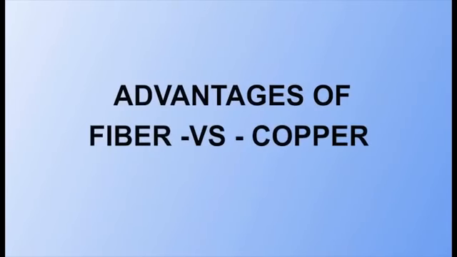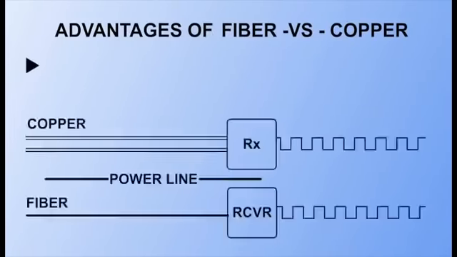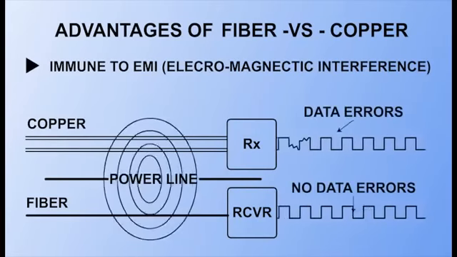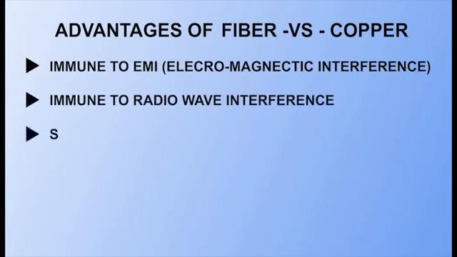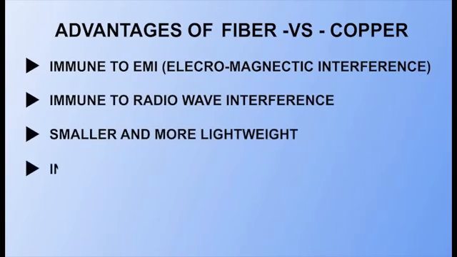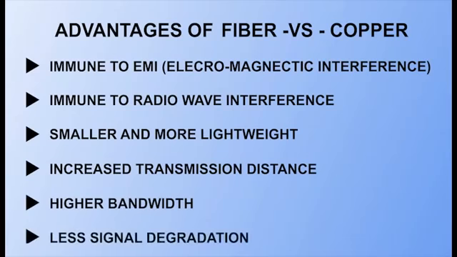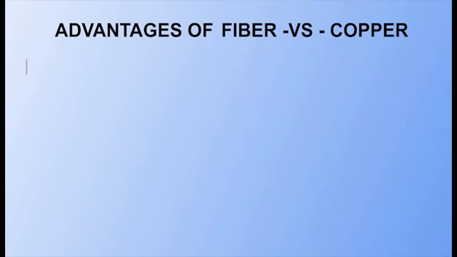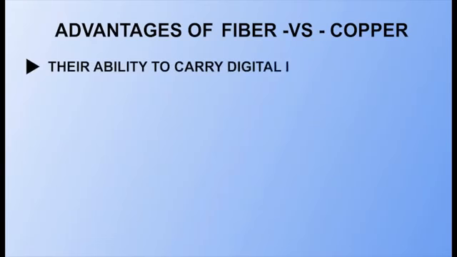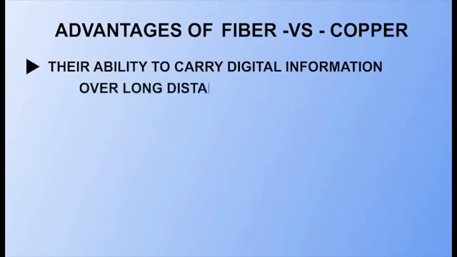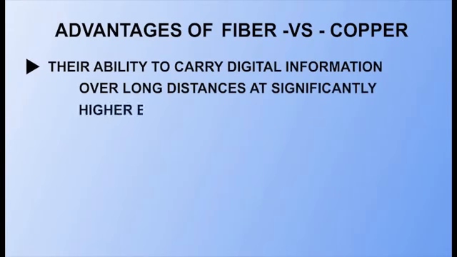Fiber optic cables have many advantages over copper cable, including immunity to electromagnetic interference and radio wave interference. They are smaller and lighter than copper. They are capable of greater transmission distance and higher bandwidth and have less signal degradation. The greatest advantage is their ability to carry digital information over long distances at significantly higher rates than copper.